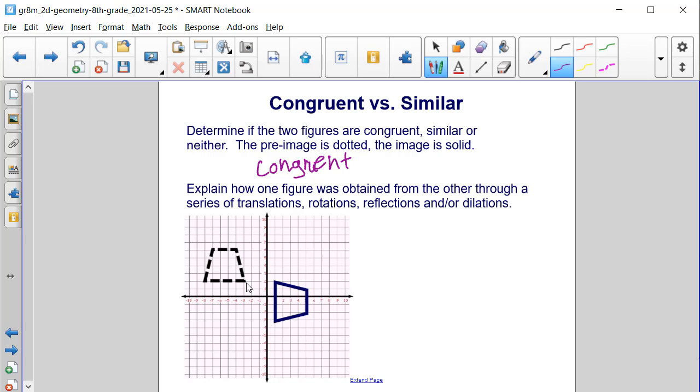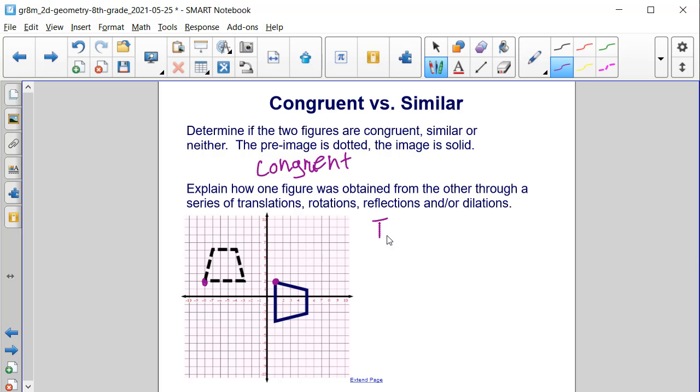Let's try to translate it so that this corner right here is actually going to match this one. So let's see how many units we have to translate to the right to get from this point to this point. 1, 2, 3, 4, 5, 6, 7, 8, 9.